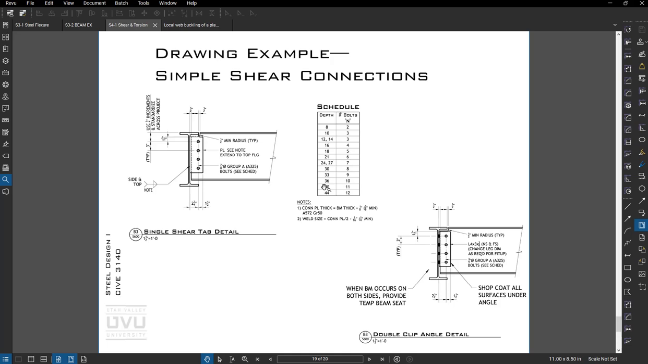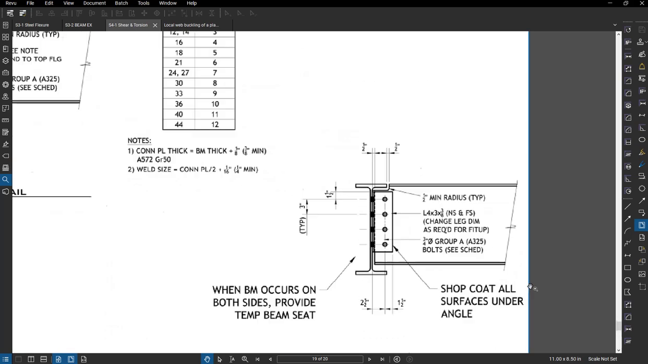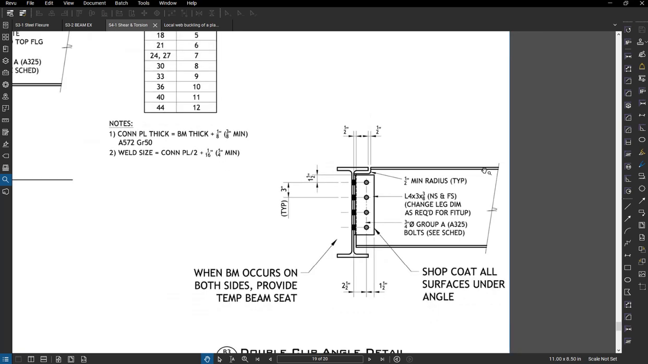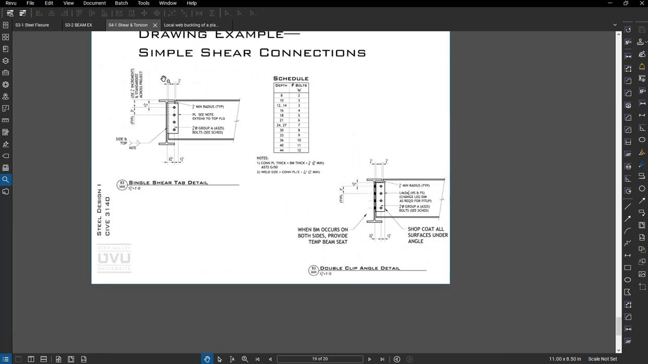All right, some simple shear connection examples. So this is a double clip. At the end of the beam, it produces whatever reaction it has that runs through the bolts, through the clip, through the other leg of the clip, through the bolts, and then into the web of the receiving beam. So this is a pretty common type of connection.